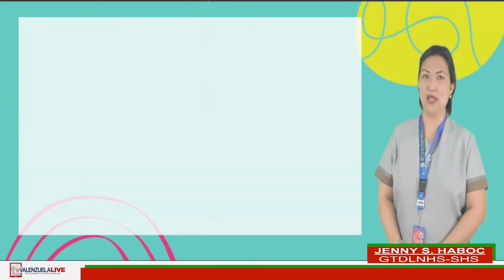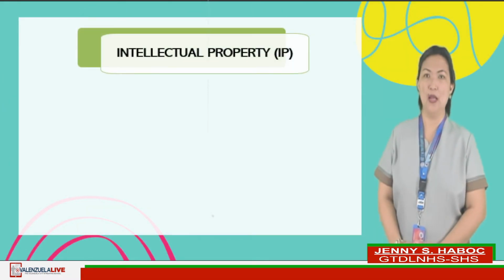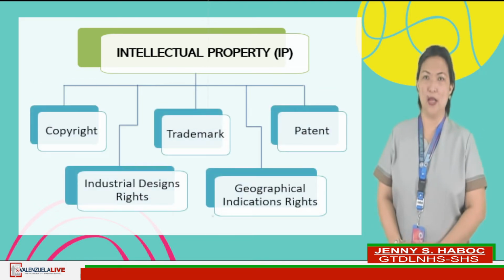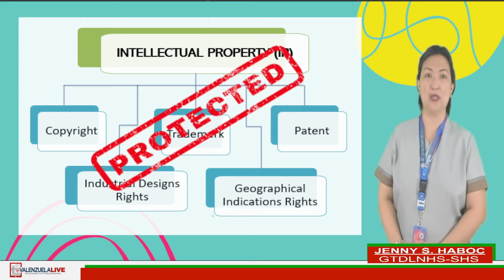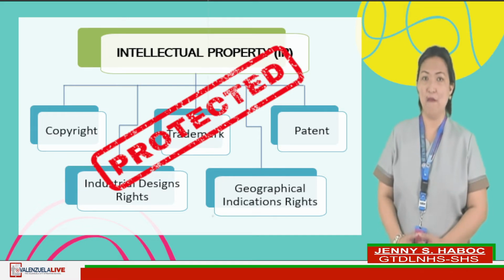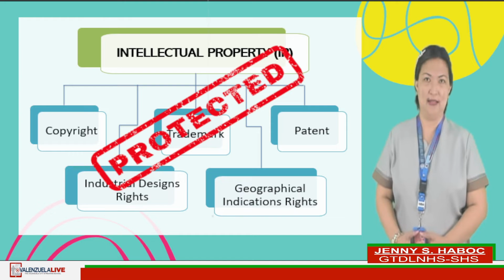There are different types of intellectual property: the copyright, trademarks, patents, industrial design rights, and geographical indications or geographical origin rights. This intellectual property is protected by the law. Through this, people will earn recognition or financial benefits from what they invented and created.